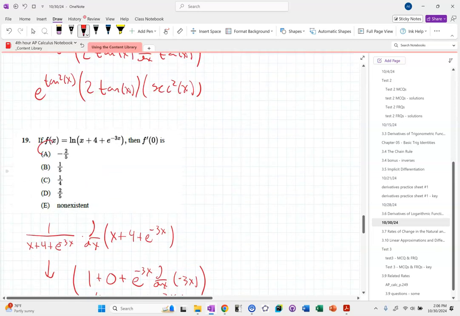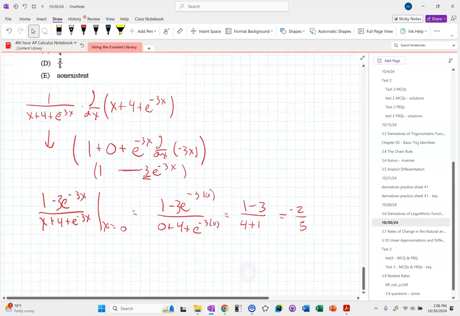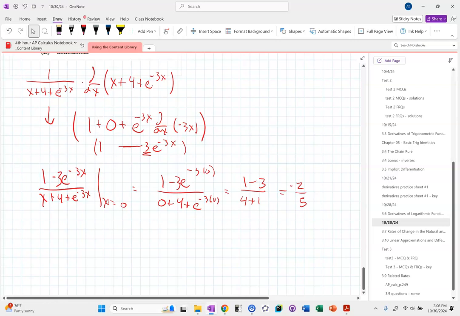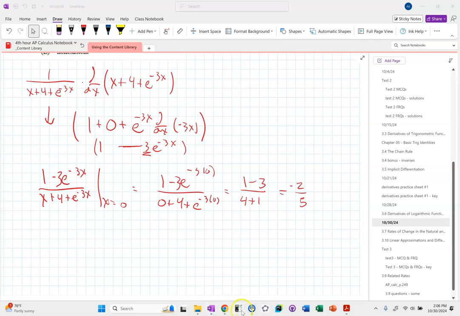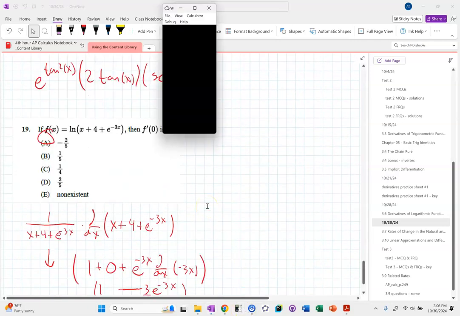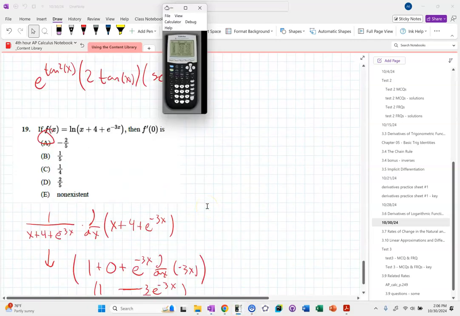I want to point out something to you guys. If this is a calculator problem, because it's a derivative at a point, your calculator can do this. May I show you how to do it once again? We've done this before, but if you have your calculator with you and you'd like to follow along, I invite you to do so.